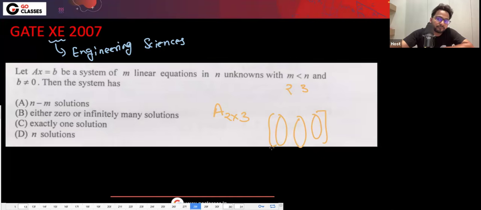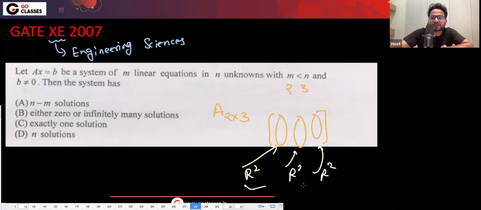See, since every vector is in R2, there must be linearly dependent vectors. These vectors must be linearly dependent because there are 3 vectors. Okay, is this fine to everyone?